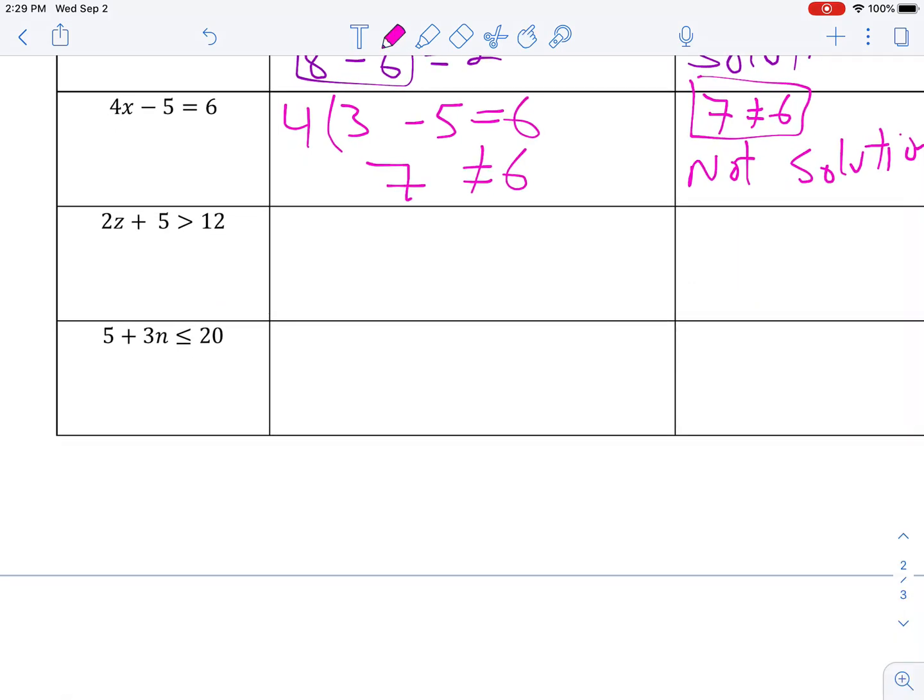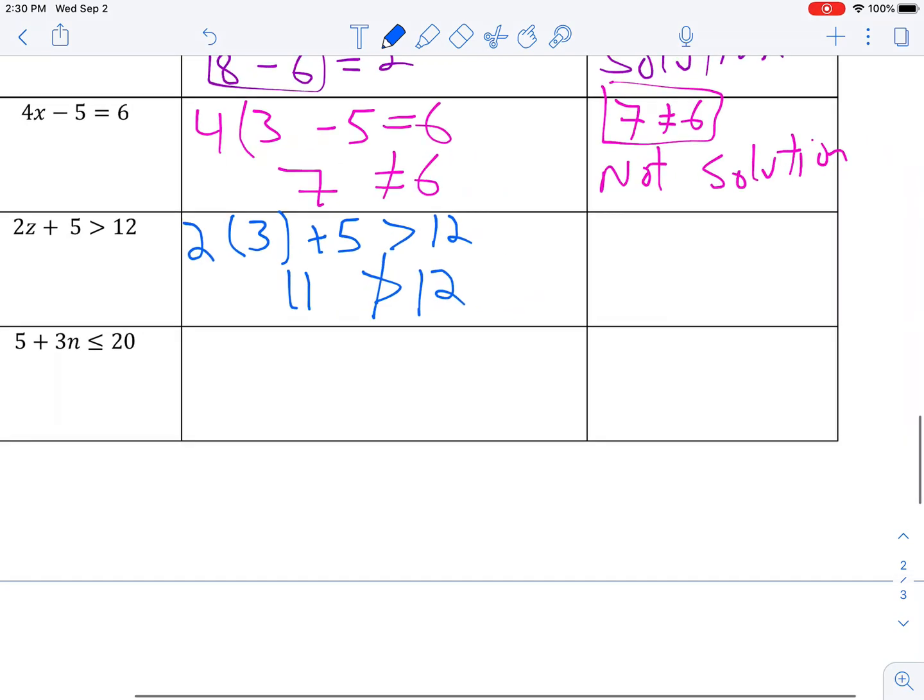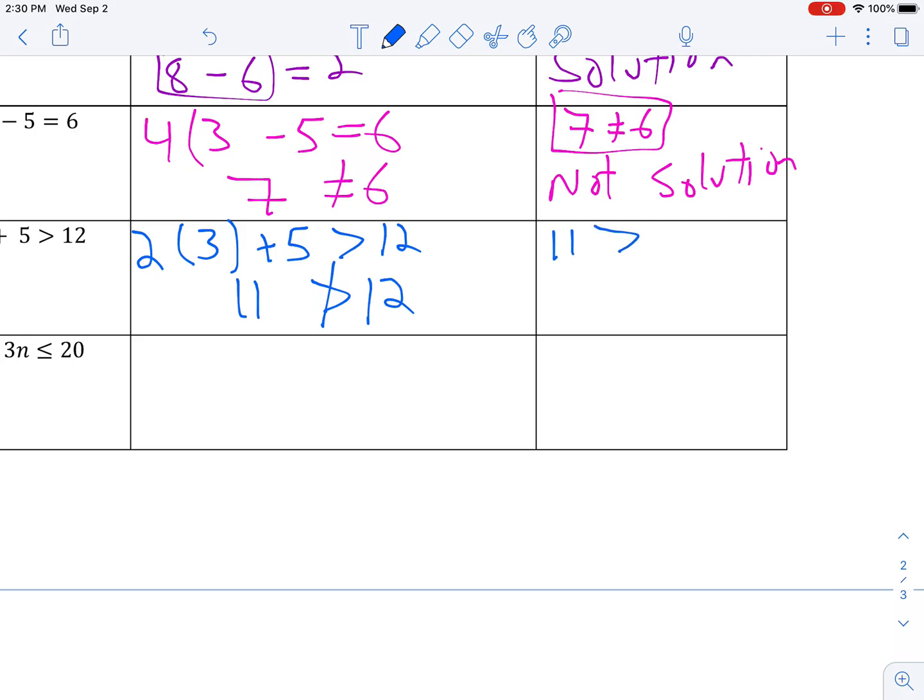Your next one. 2z plus 5 has to be greater than 12 when z is 3. So replace z with 3: 2 times 3 plus 5 greater than 12. So 2 times 3 is 6, plus 5 has to be greater than 12. Well, I think we would all agree that 6 plus 5 is 11, and 11 is not greater than 12. Therefore, 11 is not, and when you put a line through an inequality or an equal sign, that means not, like 11 is not greater than 12. So you know it's not a solution.